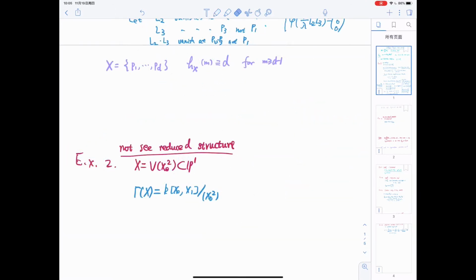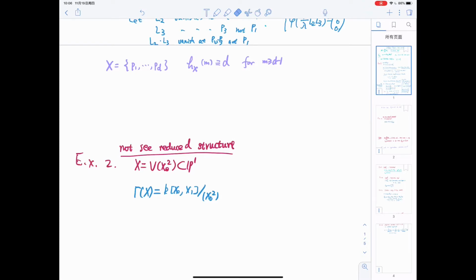More generally, if X is d distinct points, then the Hilbert function is constant d for m greater than d minus 1. Next example, we deal with the double point V(x0^2) in the projective line, and we show that the Hilbert function does not see the reduced structure.